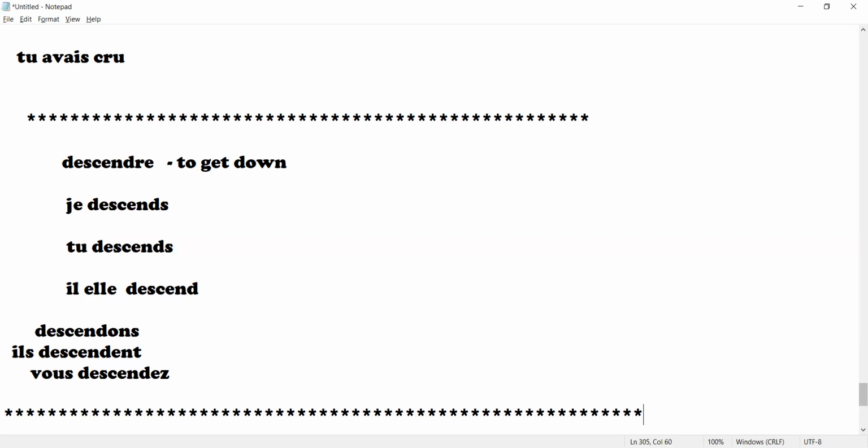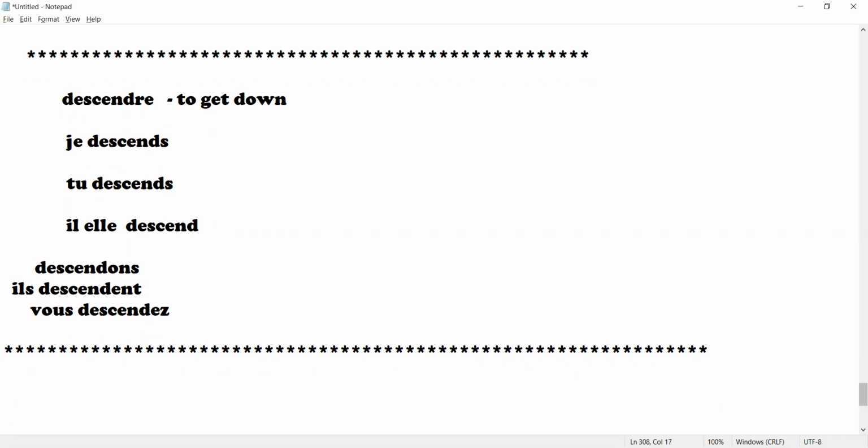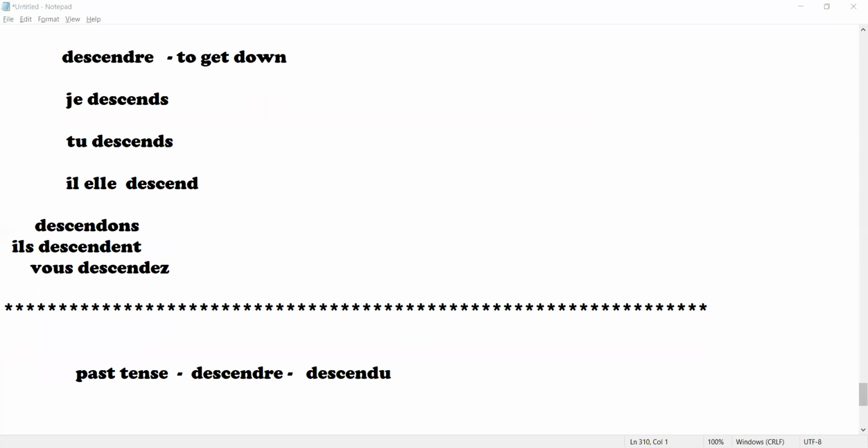Yes. Now, if I want to go to the passé composé, because we have a past tense, in order to make the past tense we have to convert to the participe passé of the main verb. So we have descendre. Its past participle is descendu. C'est clair. Either I have to use avoir or être conjugation plus the participe passé. Here with descendre, we use être. Yes. They saw the conjugation that belongs to my être verb. Clear? Yes.